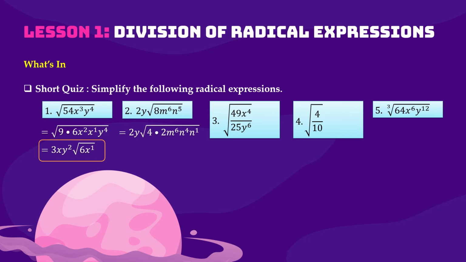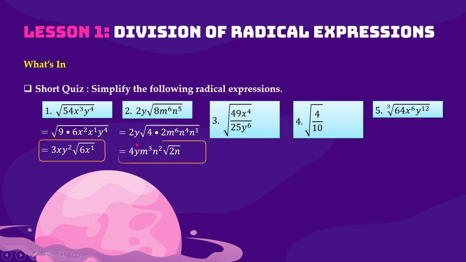How about number 2? The given is 2y square root of 8m exponent 6, n exponent 5. So we copy 2y. We factor 8 as 4 times 2 since 8 has a factor that is a perfect square, 4, and 2 is not a perfect square. Why perfect square? Because the index is imaginary 2, so square root, so perfect square. M exponent 6 need not be factored out because 6 is divisible by the imaginary index 2. While n exponent 5 should be factored as n exponent 4 times n exponent 1 so that 4 can be divided by the imaginary index 2.